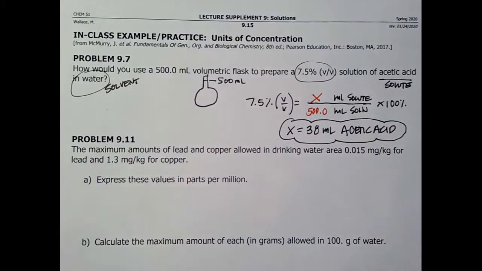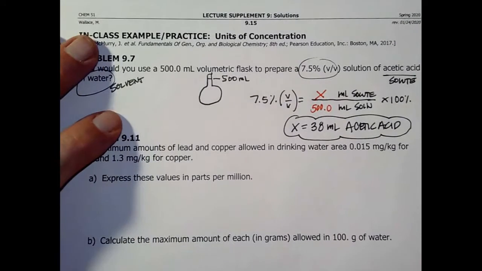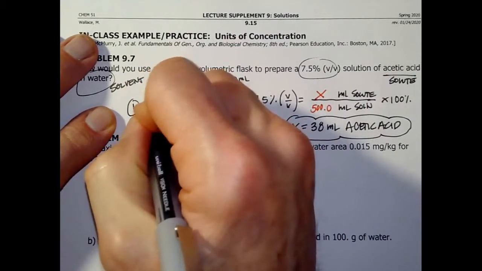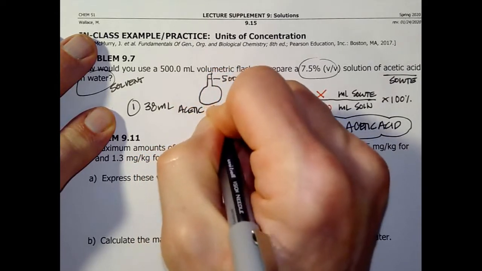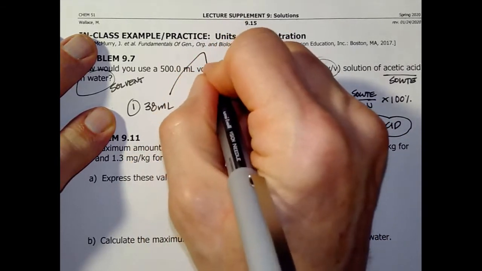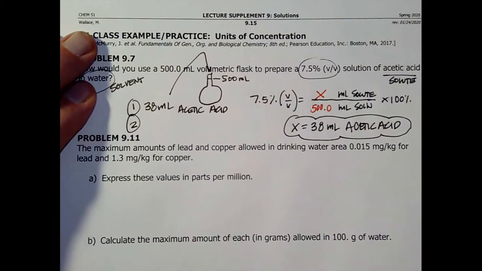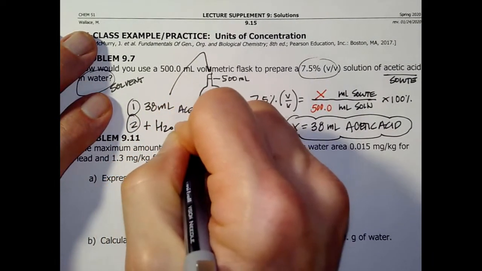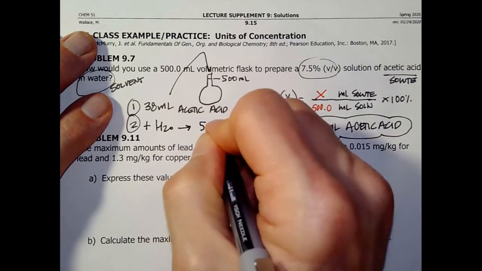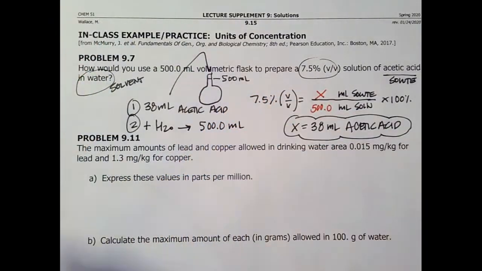Now, it says, how would you prepare? So here's what I'm going to do. 38 milliliters of the acetic acid into the flask. Two, I'm just going to add water until I get a total volume of the 500 milliliters.